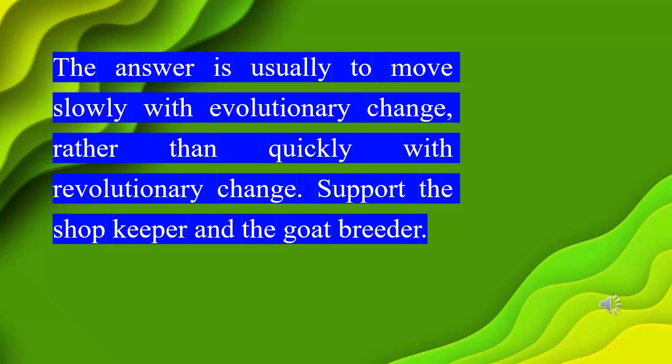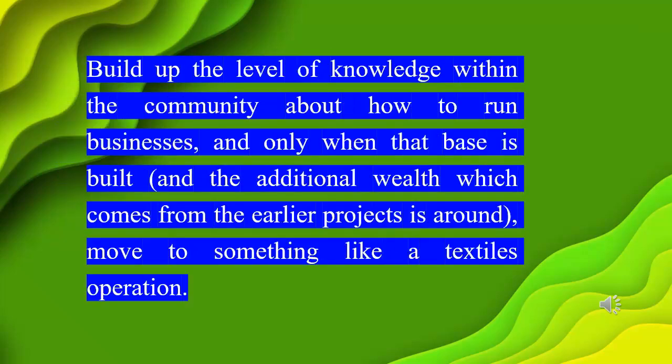So the answer is usually to move slowly with evolutionary change rather than quickly with revolutionary change. Support the shopkeeper and the goat breeder. Build up the level of knowledge within the community about how to run businesses. And only when that base is built and the additional wealth which comes from the earlier projects is around, move to something like a textiles operation.